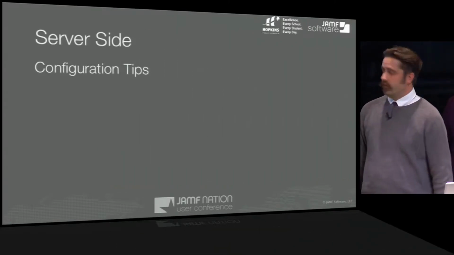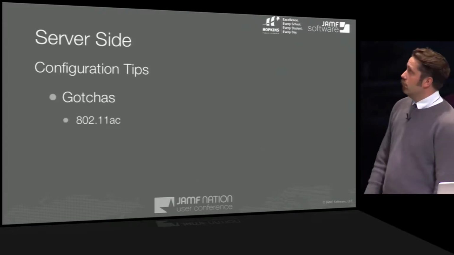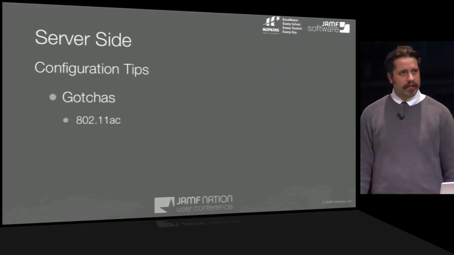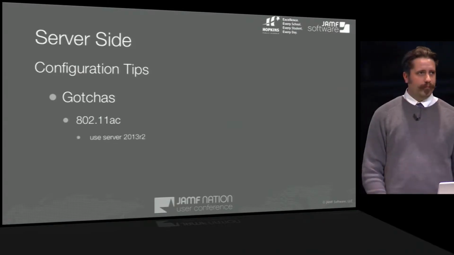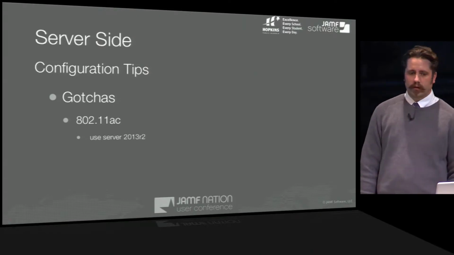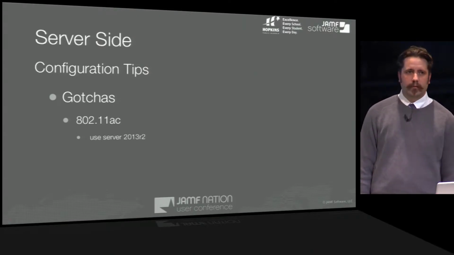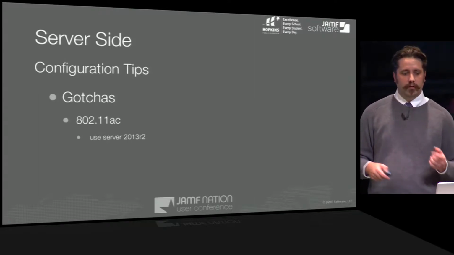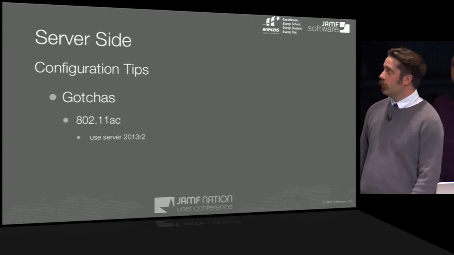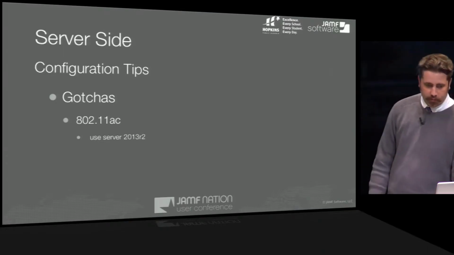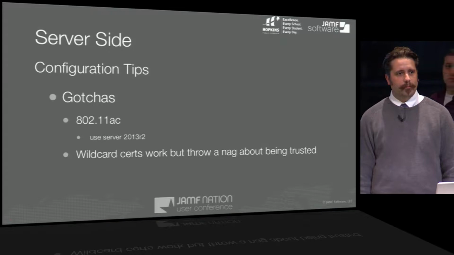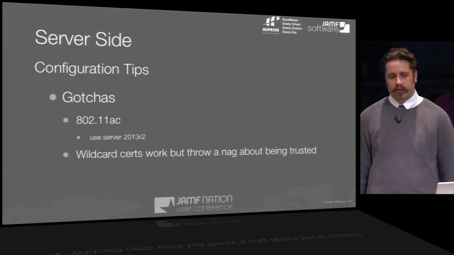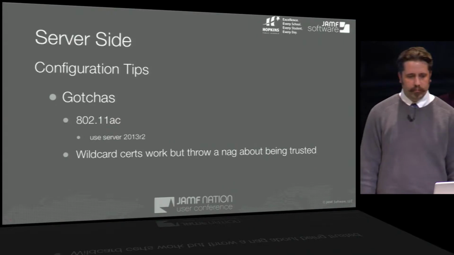So some gotchas with this on the server side. If you want to do 802.11ac, then you'll have to use Server 2012 R2. I haven't done a lot of work with that server yet. When we started preparing for this presentation, I went out and read the release notes. That's the biggest change that I saw between 2008 R2 and the 2012 version of Network Policy Server, that it supports the AC protocol. And again, wildcard certs will work. It's probably better to use a full certificate authority, but for us, wildcard meets our needs.